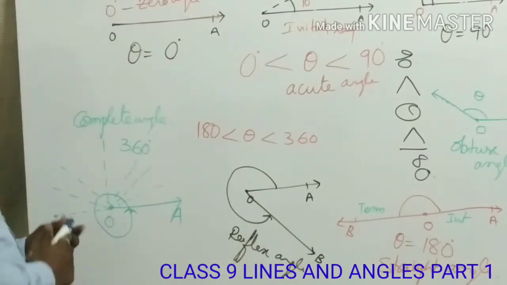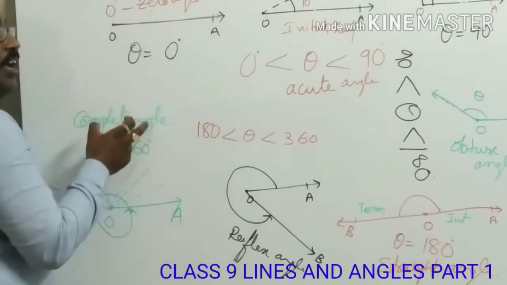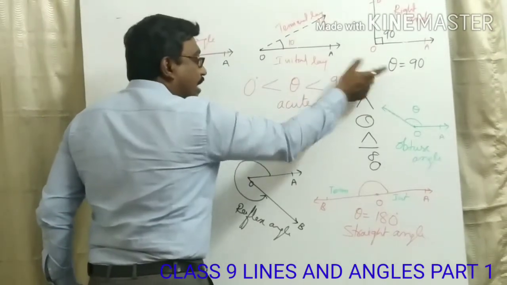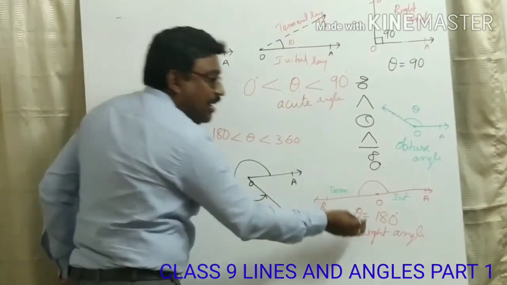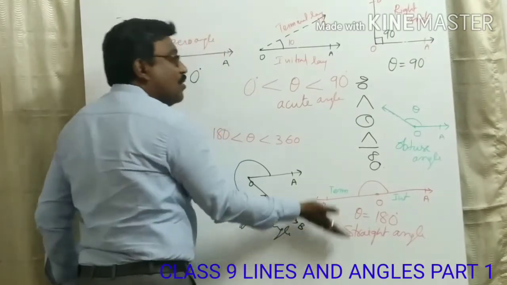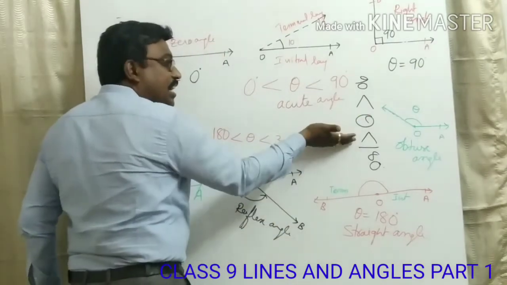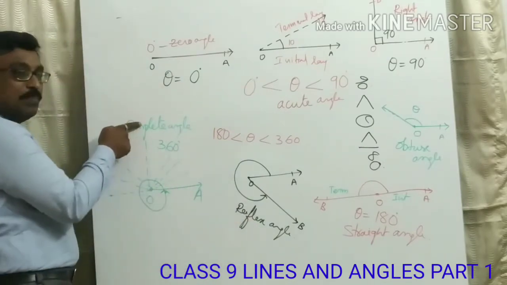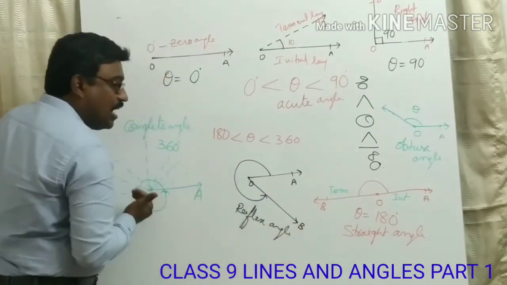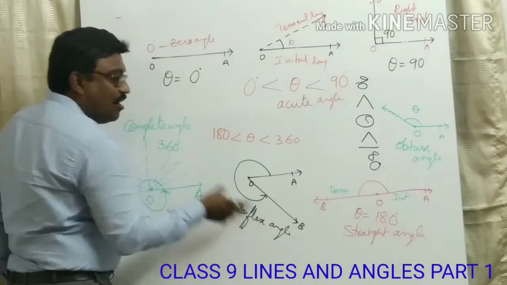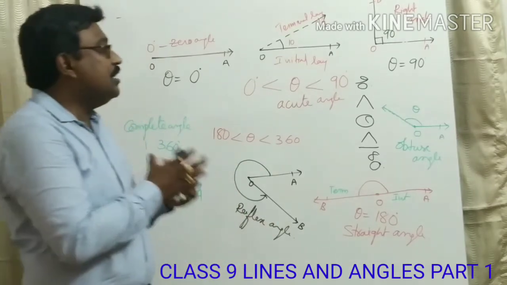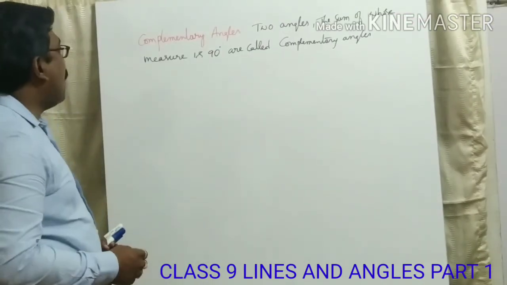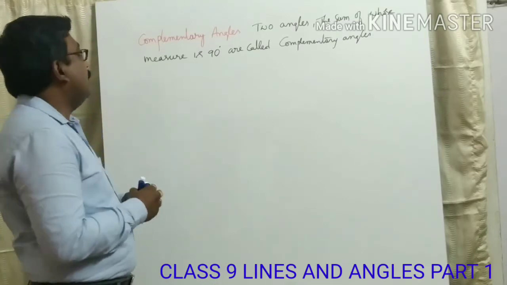So, if the angle is 0 degrees, it is a zero angle; 90 degrees, a right angle; between 0 and 90, an acute angle; 180, a straight angle; more than 90 and less than 180, an obtuse angle; 360 degrees, a complete angle; more than 180 and less than 360, a reflex angle. So, these are called the types of angles.